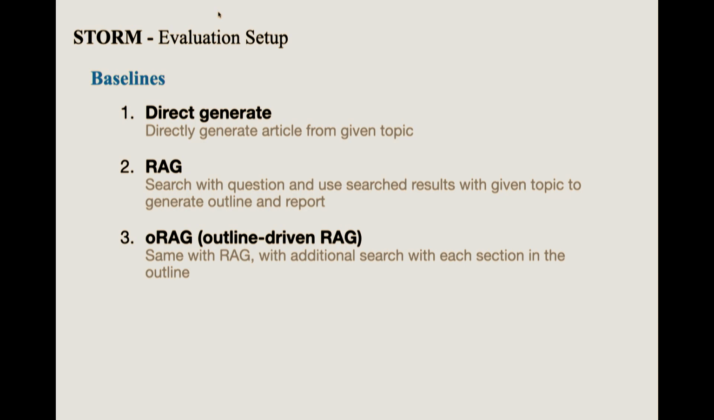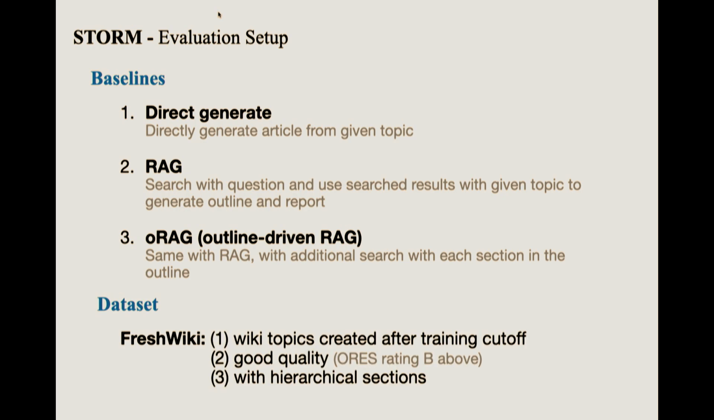And in order to study Storm, we construct a fresh Wiki dataset, in which we collect Wikipedia topics that were created after the training cutoff of the language model we use for the experiment. So the topics for the articles are not part of the large language model's training. And we only keep Wikipedia articles written by humans that are of good quality, with rating B and above. This is the rating given by the Wikipedia community. And we only keep the topics with human-written articles that have hierarchical sections. So we have roughly comparable Storm-generated articles and human-written articles by Wikipedia editors.